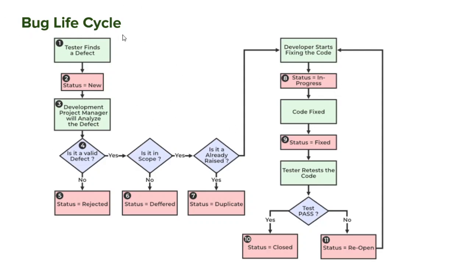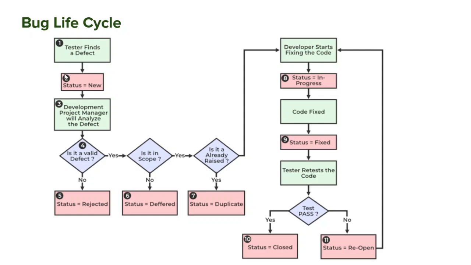So bug life cycle is basically the different states through which the bug goes, from the starting point of the bug to the point where it gets closed. So during test execution, whenever the QA team raises a new bug, initially the tester finds the defect, he will raise the issue, and its status will be new. So whenever a new issue is raised, the initial status of that issue will be new.